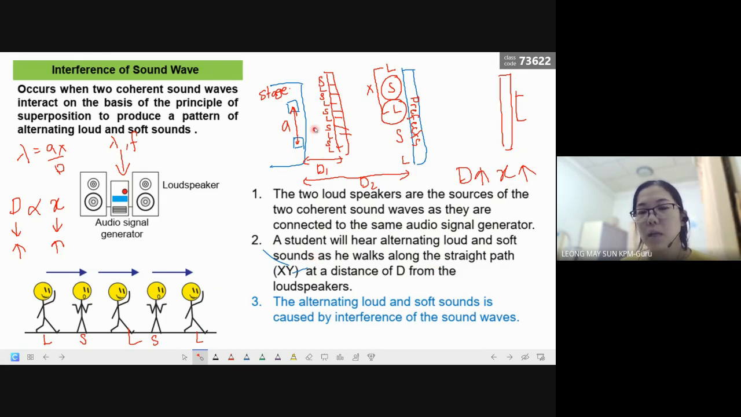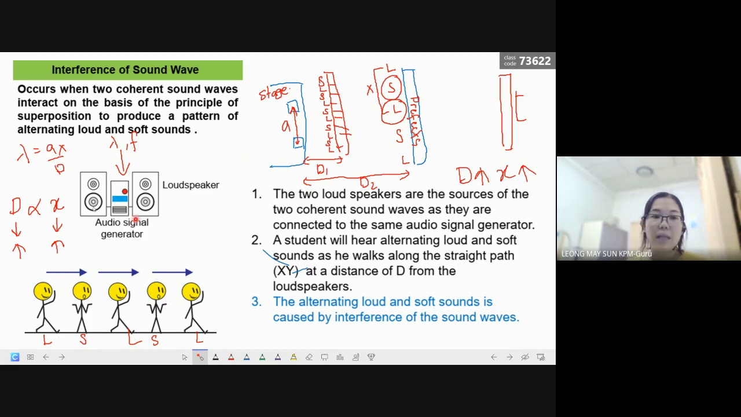Now, please do take note, what I'm mentioning here is actually A. We haven't even mentioned the frequency. If the frequency is low, the wavelength is high, then it's going to change whether the loud sound or the soft sound will be more obvious or not. All right. So the alternating soft and loud sound is caused by the interference of the sound wave.